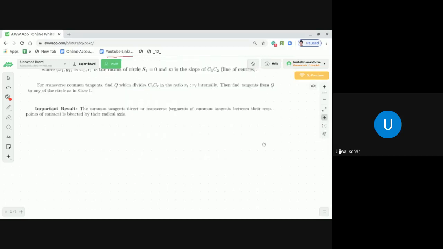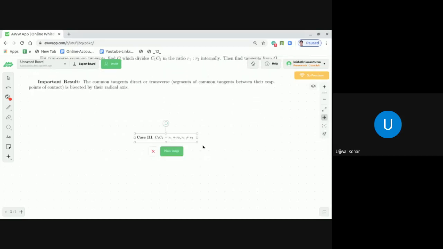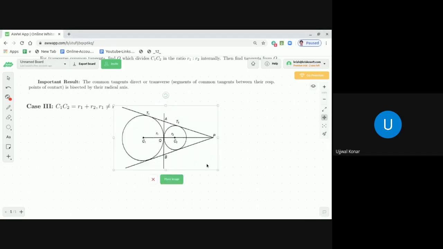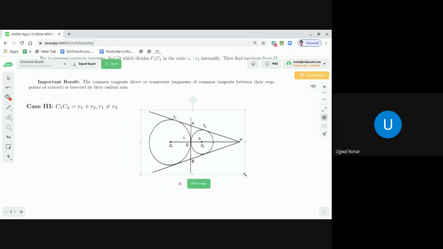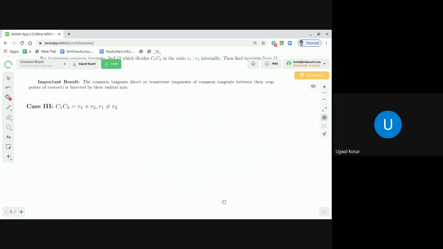So let me give you a visual representation of this case, dear students, so that it will make more proper sense to you. So what does this mean? The moment you see that C1C2 is equal to R1 plus R2, one thing to be pretty sure of is that these two circles touch each other externally. What does it mean? The moment it comes to our mind that these two circles touch each other externally, this kind of diagram comes to our mind, and here is the visual representation.